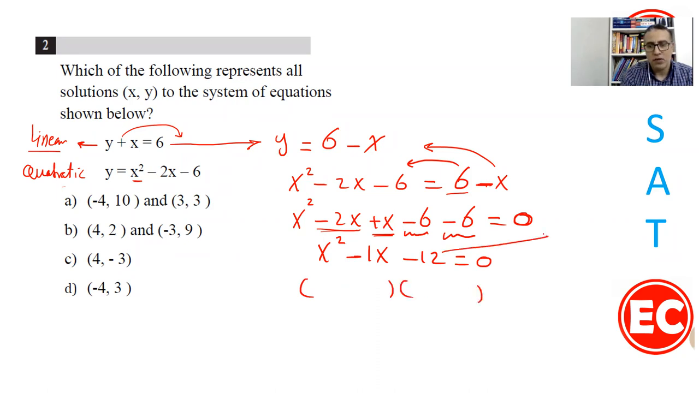Factorize. I am looking for two numbers whose product is 12. 1 by 12, 2 by 6, 3 by 4. But the difference between them is 1. So for sure, I'm going to choose 3 and 4.